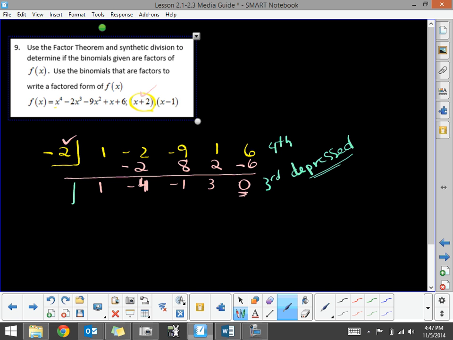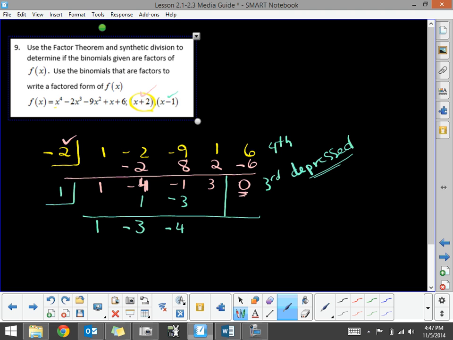So now we're going to divide by the second one they gave us, which was x minus 1. That means the zero is +1. So I'm going to use the depressed equation right here and bring down the 1. 1 times 1 is 1. Add it to -4 is -3. 1 times -3 is -3. Add them up, we get -4.